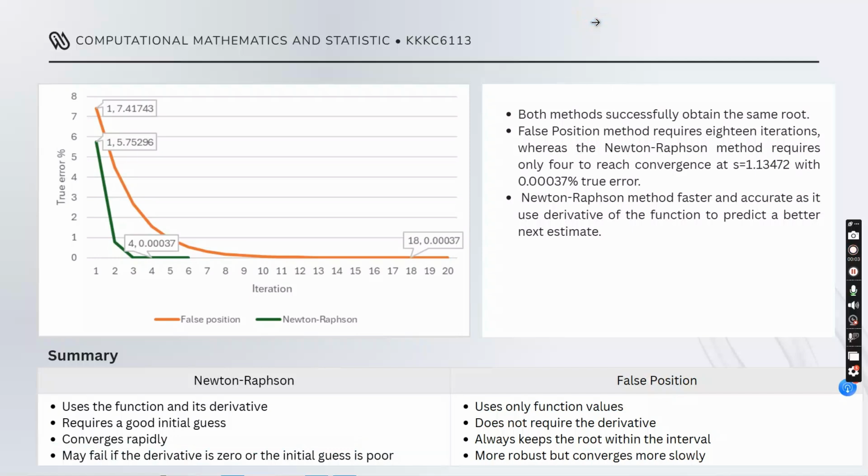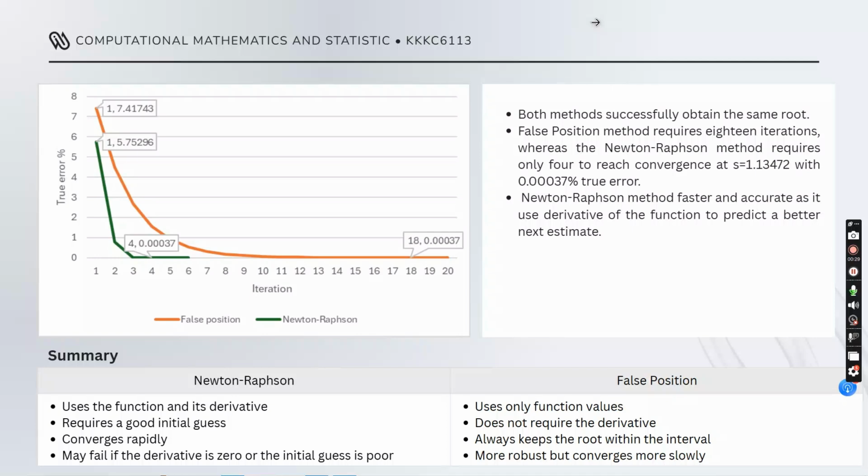This slide compares the performance of the false position method and the Newton-Raphson method. From the graph, both methods converge to the same root, 1.13472. However, the Newton-Raphson method converges much faster, reaching a true error of 0.00037% in only 4 iterations, while the false position method requires 18 iterations.